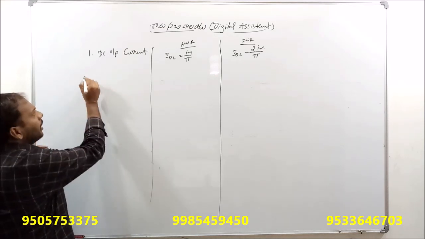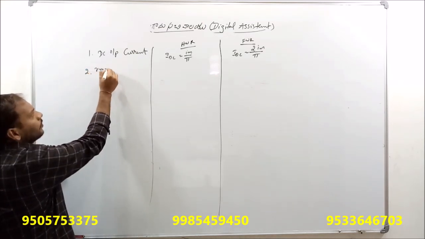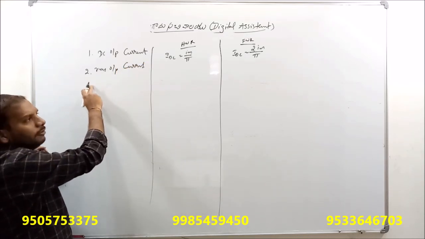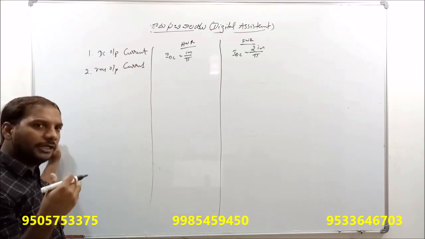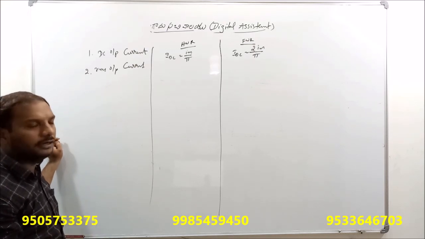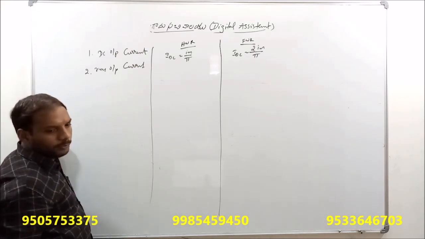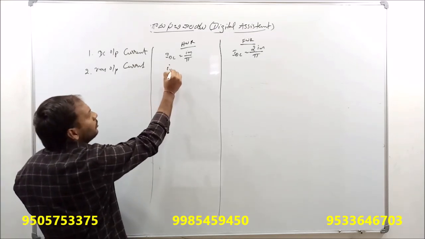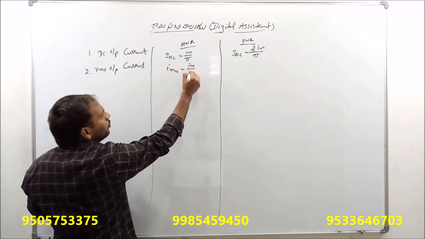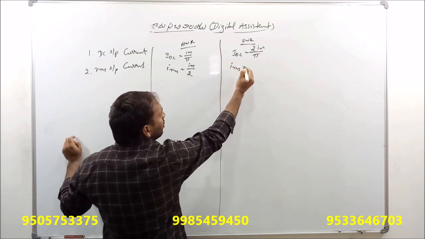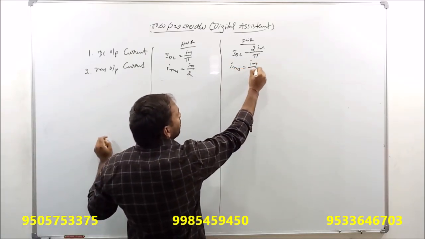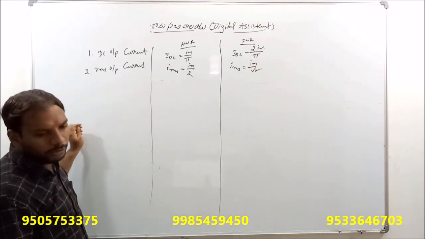Similarly, the RMS output current. Why? Because in the output you have both DC as well as RMS values, since you have an AC component and a DC component. It is not completely filtered. That's why RMS output current. For the half wave rectifier, IRMS is equal to Im by 2. For the full wave rectifier, IRMS is equal to Im by root 2. That is one of the important differences.